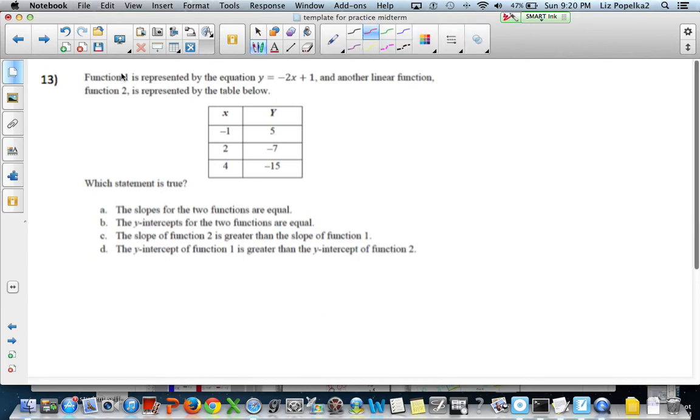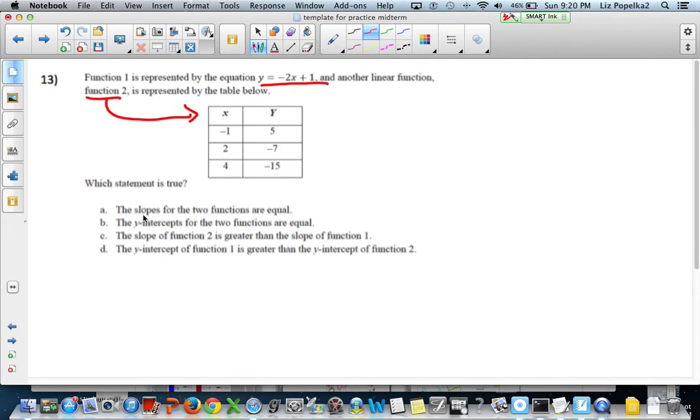So number 13 says that function 1 is represented by the equation y equals negative 2x plus 1, and another linear function, function 2, is represented by the table below. So function 2 is the table, function 1 is the equation. Which statement is true?